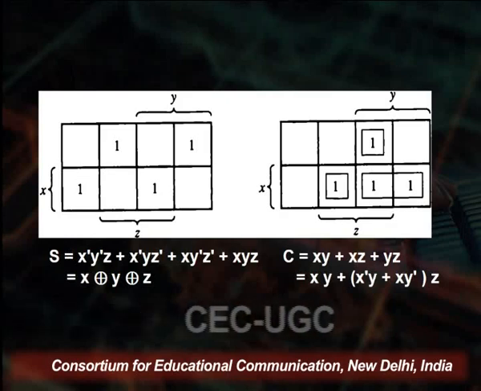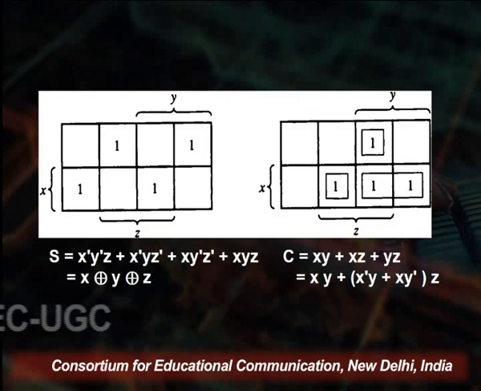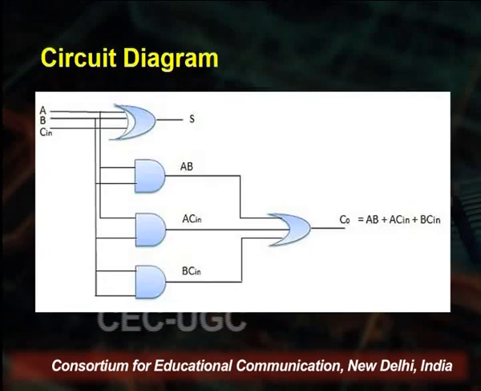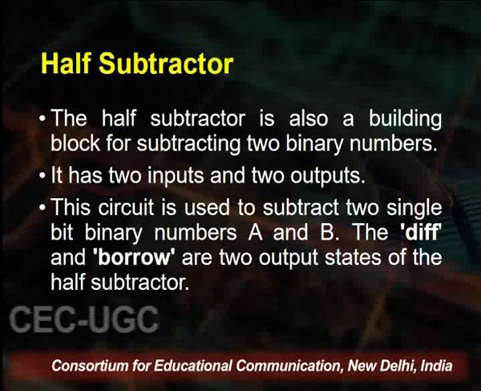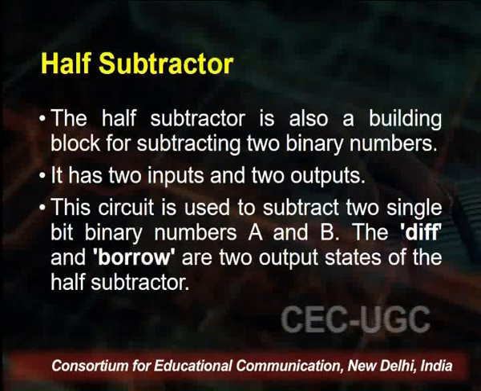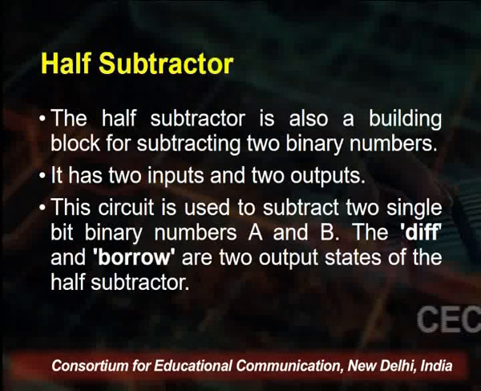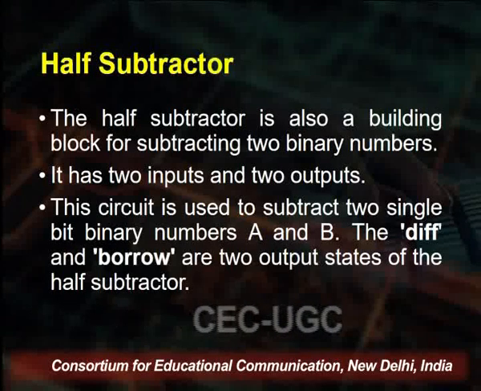So the advantage of the K maps is to reduce the number of gates and to simplify your expression, which in turn simplifies the circuit diagram also. The next kind of circuit that we use here is a half subtractor. Now, the way the half adder does the addition of 2 binary numbers, similarly a half subtractor is a circuit which is used only for subtracting 2 binary numbers.